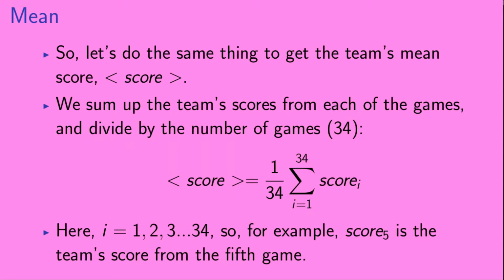Okay, so now let's do the same thing to get the team's mean score. We sum up the team's scores from each of the games and divide by the number of games, which was 34. So the mean score equals 1 over 34 times the sum over i, from 1 to 34, of score sub i. Now here, i represents which game we're talking about. So for example, score sub 5 is the team's score from the 5th game.